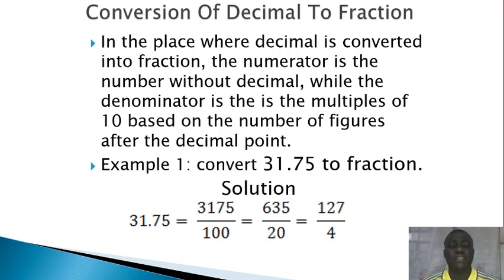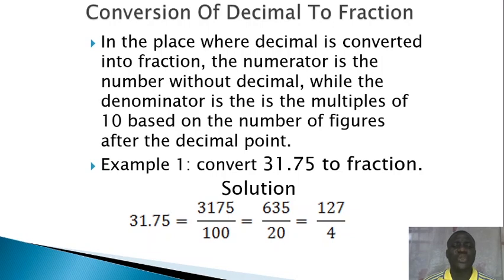For us to convert it to fraction, the first thing you need to look at is how many zeros the denominator is carrying. Since our decimal point carries 75, that means that our denominator will have 2 zeros. So you now write the numerator as the number without the decimal sign. When you write the number without the decimal sign, you have it over 100.